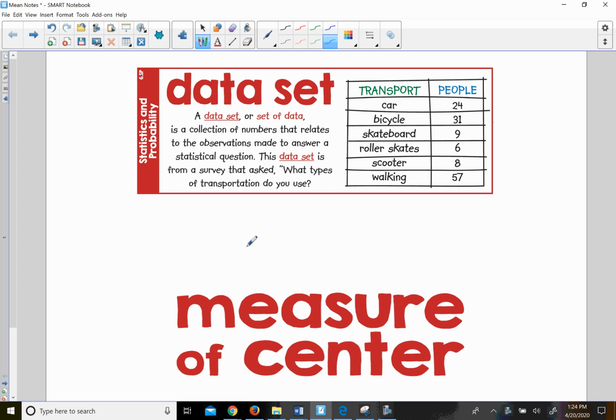In this vocab here, it says a data set or a set of data is a collection of numbers that relates to the observations made to answer a statistical question. This data set is from a survey that asked, what types of transportation do you use? If I look at this table here, they organize the answers to that question. A survey is where they go out and ask people. And the specific question for this example is, what type of transportation do you use?